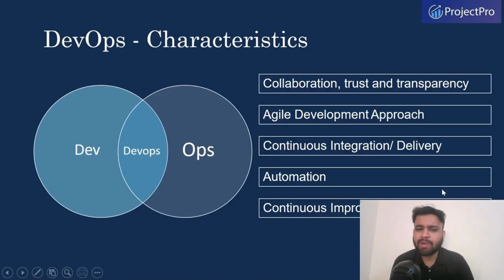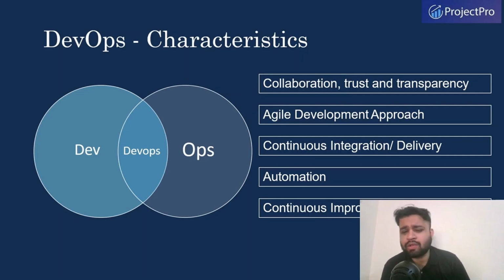So let's talk about the characteristics of DevOps first. The first one is collaboration and communication. DevOps emphasizes collaboration and effective communication between the development team and the operations team, and it also encourages breaking down the silos and fostering a culture of shared responsibility and accountability, which is very important to make an integration between these two teams.